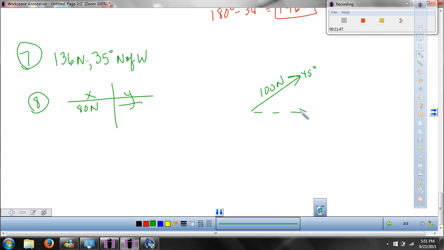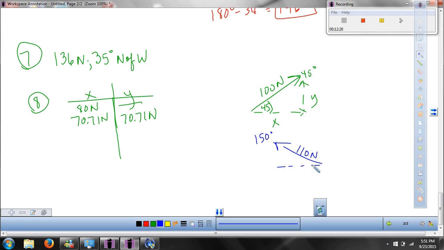So here's my X. Here's my Y. Using sine and cosine, I would get 70.71 for the X and 70.71 for the Y, and they're both positive because that vector is in quadrant 1. And then I said, well, here is force 3. It's got a bearing of 150 degrees, and it is 110 newtons. This angle right here is 30 degrees. So X and Y.